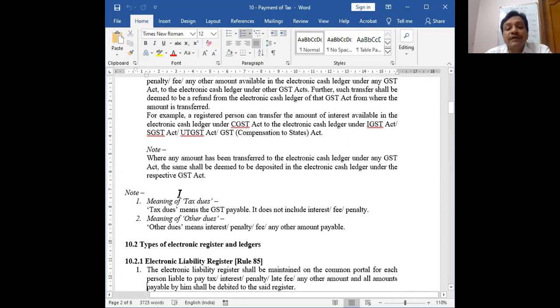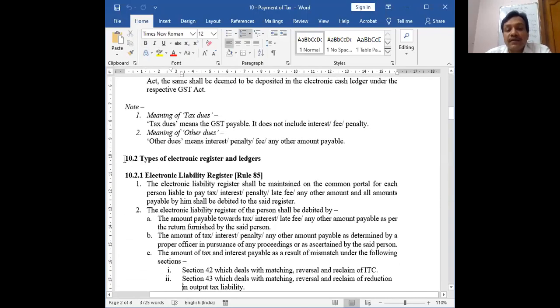Then some details of these ledgers are clear. Types of electronic register and ledger. So there is only one register, electronic liability register, and there are two ledgers, electronic cash ledger and electronic credit ledger. So there is a very brief introduction of these three accounts.